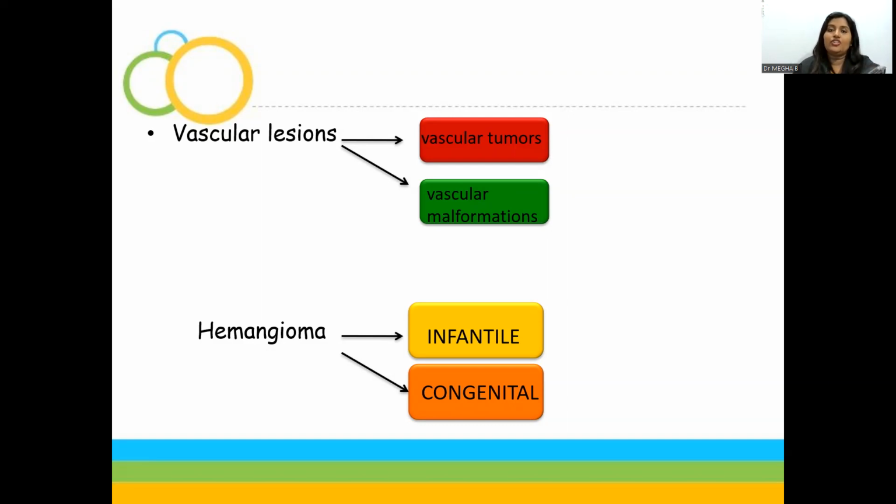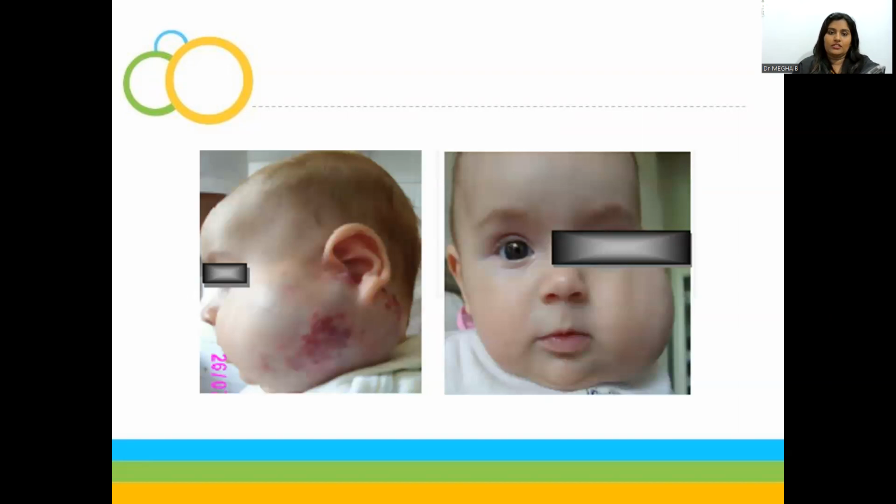At birth, the lesion is completely developed. So there is no rapid growth phase after the prenatal period, and the complete growth has already happened by birth. It can even be seen on prenatal ultrasonography. So this is how hemangioma will appear.